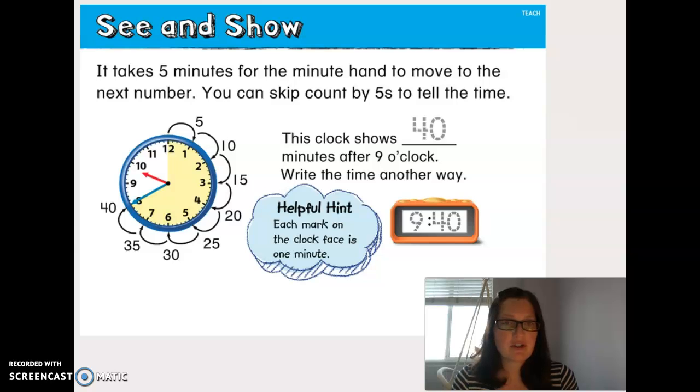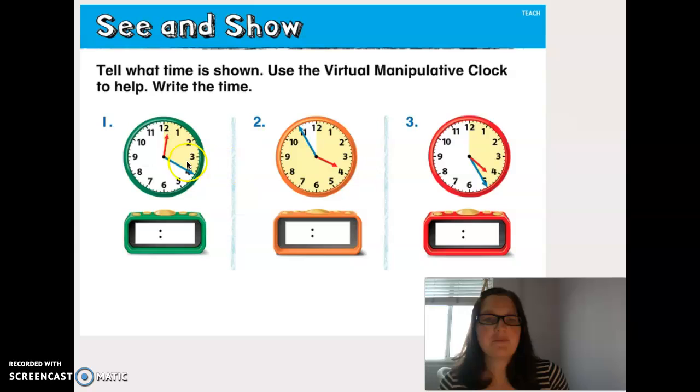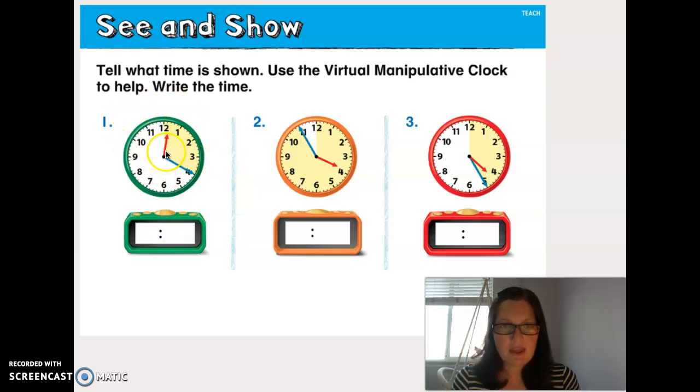So on the bottom portion of that page, we have 3 problems. Actually, there are 4 problems, but the next one's on the next slide. So we're going to tell which time. So remember, we read the hour hand first, and then we read the minute hand. So go ahead and take just a minute to write those in. Go ahead and pause the video, write those in, and then check it out. I'm going to just move to the next slide so we don't have to wait for me to draw them all.